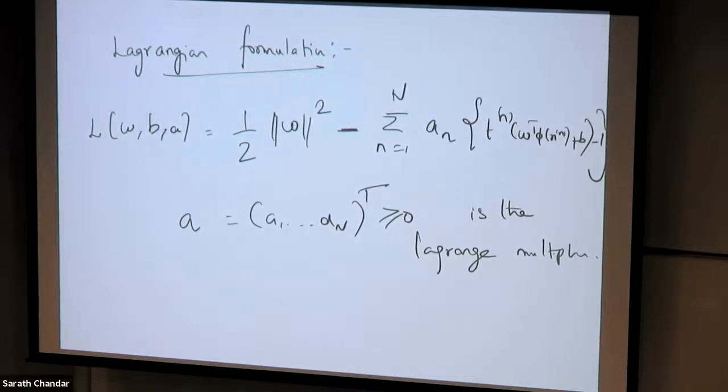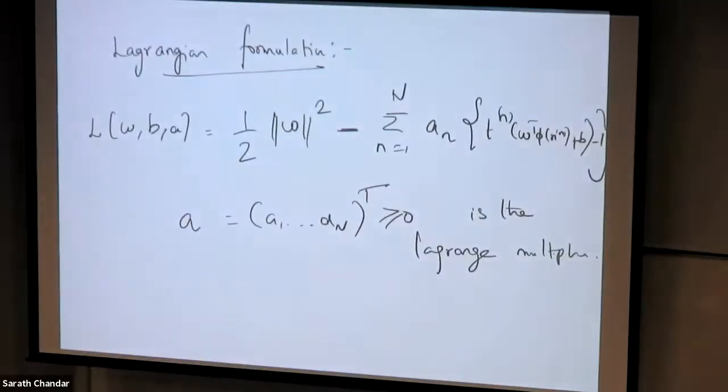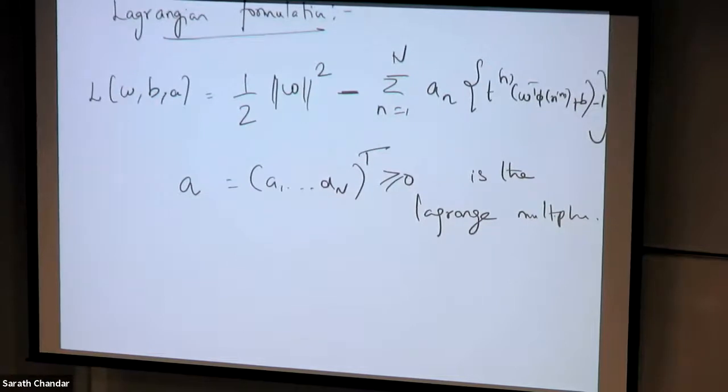Okay. So we have a minus sign here because we want to minimize with respect to W and B, but maximize with respect to A. Now we have a modified objective function. We just want to minimize this L function. Now we know how to do this, right?